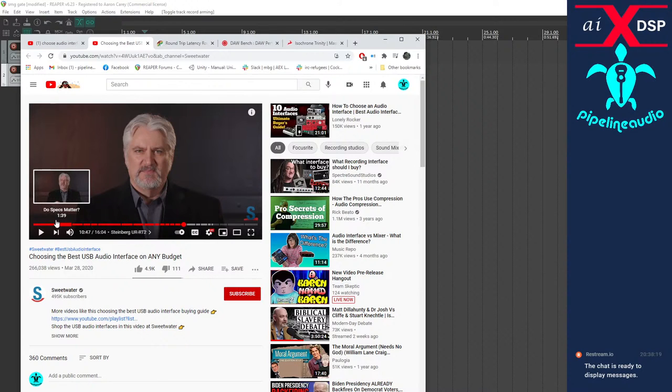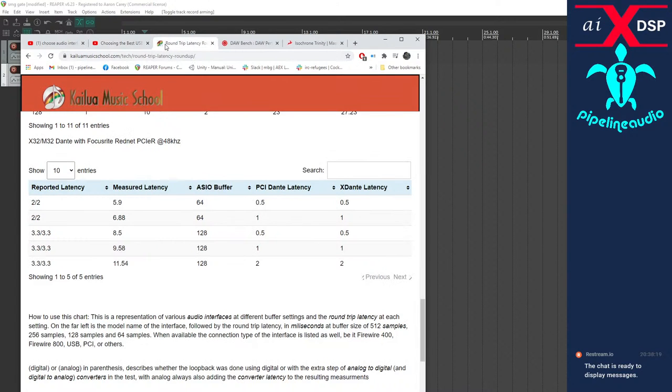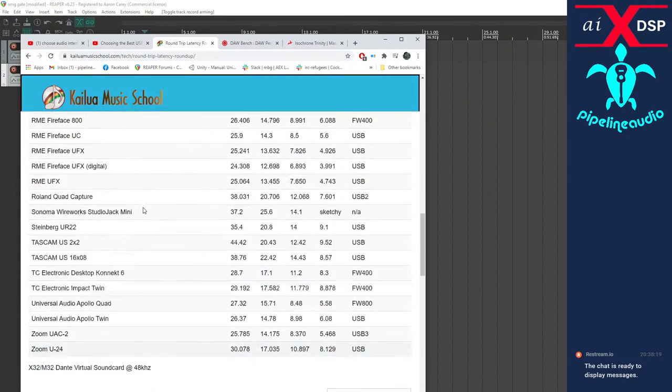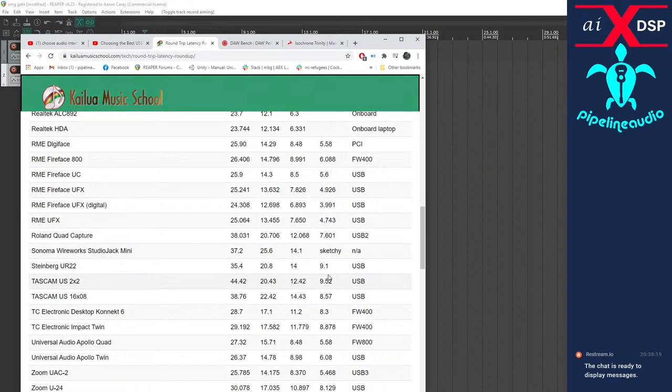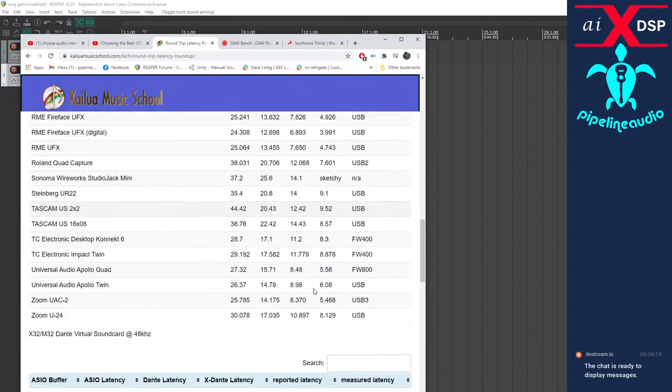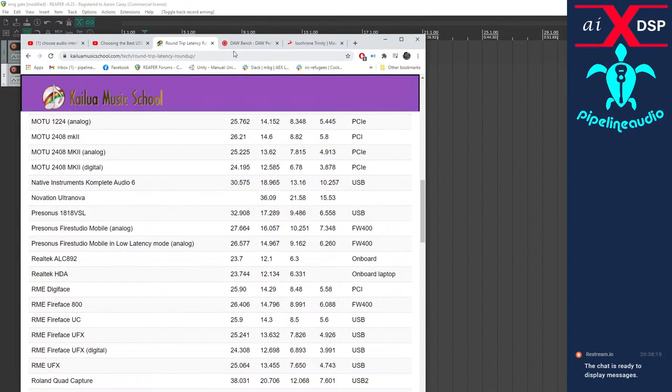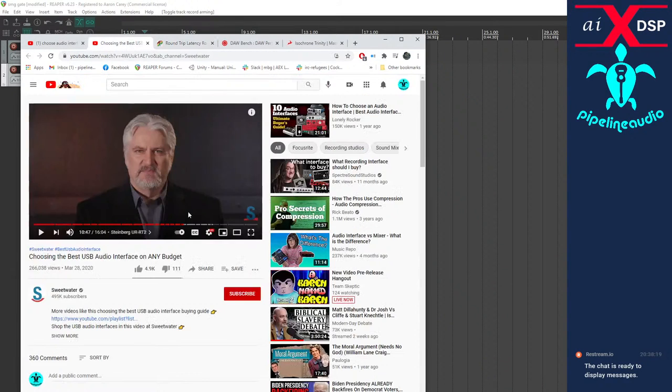But I think that these Steinberg UR models use a different driver than the Thesicon drivers. I think last time I checked, these drivers were somewhere in between the RMEs and the standard Thesicon drivers. Let me see. I'm going to look on the round trip latency chart real quick. Steinberg UR22. Yeah, this one didn't turn out so well. I'm not sure if that's right or not. I got to take another look. Sorry. Let me take a look.